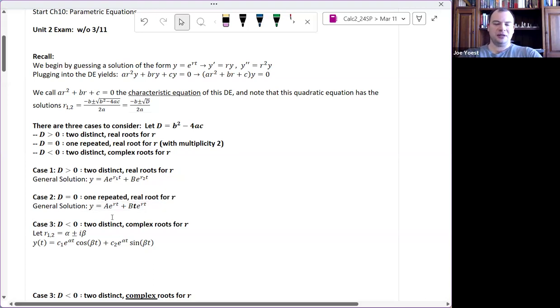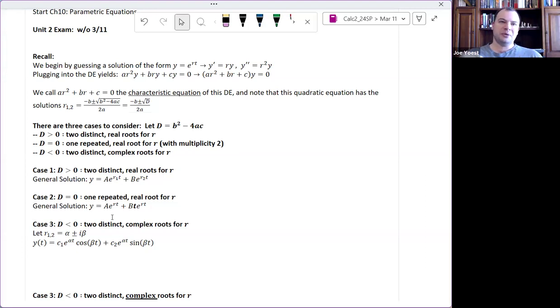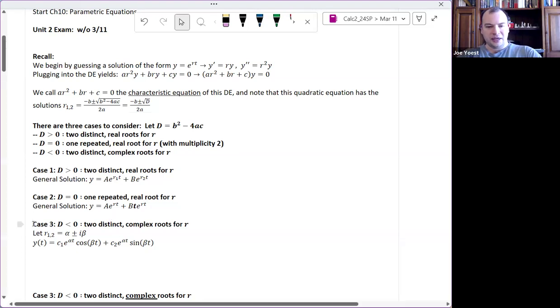And same note with adding two initial conditions can allow us to determine a and b and pick out a member of this family of functions as the solution to the initial value problem. And then case 3, discriminant less than 0, we get two distinct complex roots for r. Let's call the complex roots alpha plus or minus i beta.